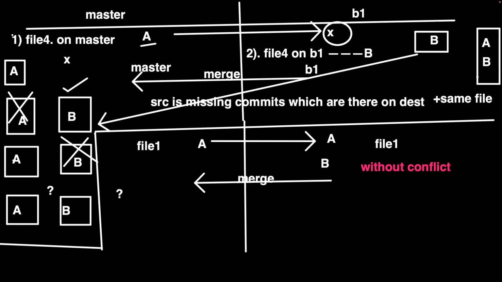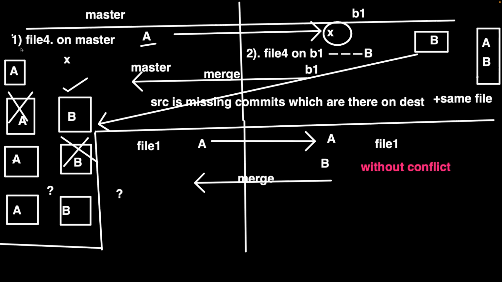Could you please repeat that first one? Okay, I'm repeating here with an example. See, in the first one, you are having a file 4 on master. You made some commit there. Already the B1 branch is there by then. So obviously you will not have this commit on B1. Correct? That's the first step.